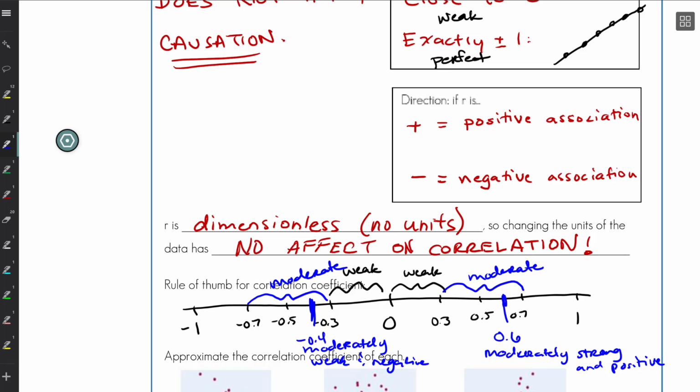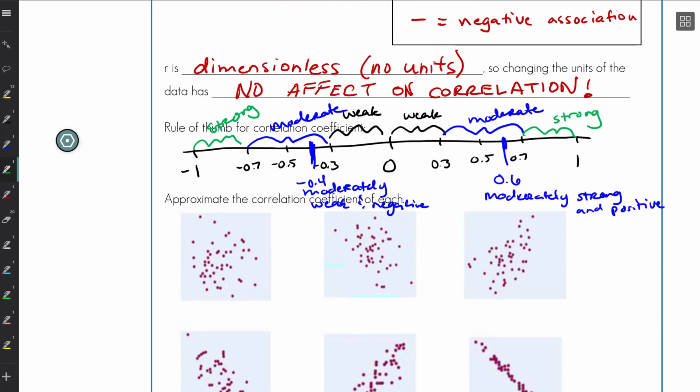Okay? Anything that's really, really close to 0, though, we would say is essentially no association at all. And then anything that's 0.7 or above, or -0.7 or below, we would say are strong associations. So strong to very strong will be anything in these ranges. Okay? Let's try to put that into practice using this number line and some examples.